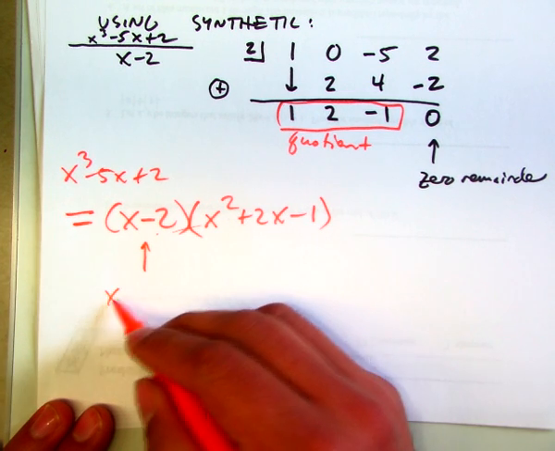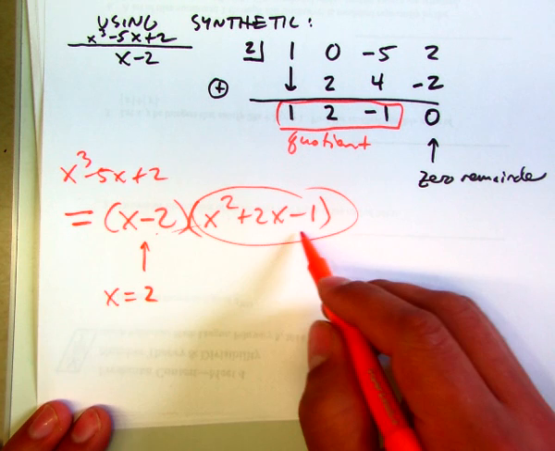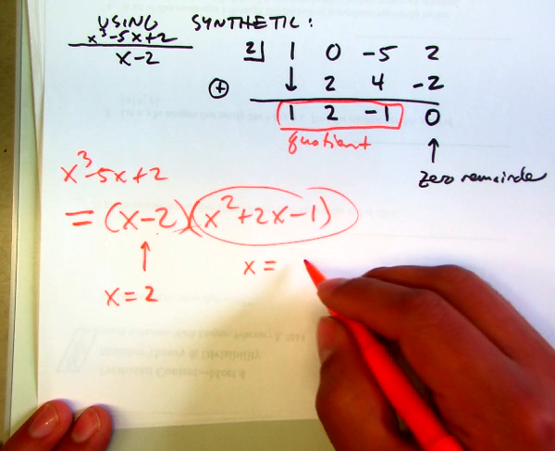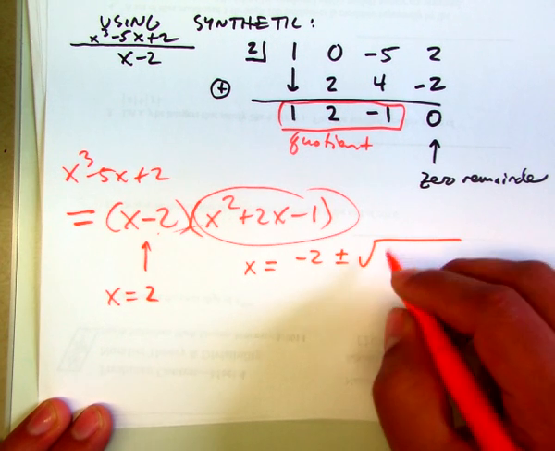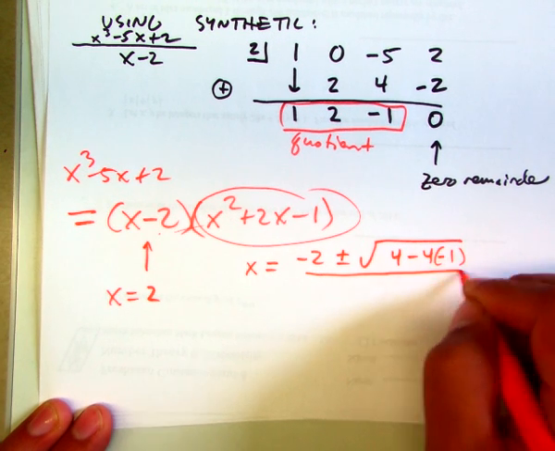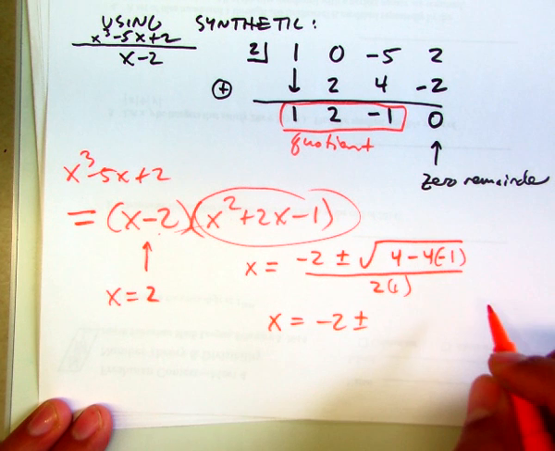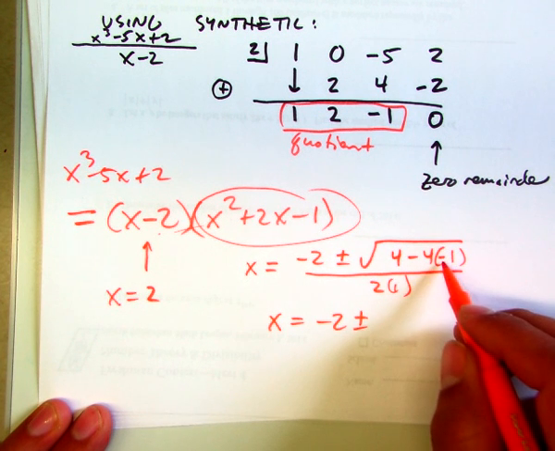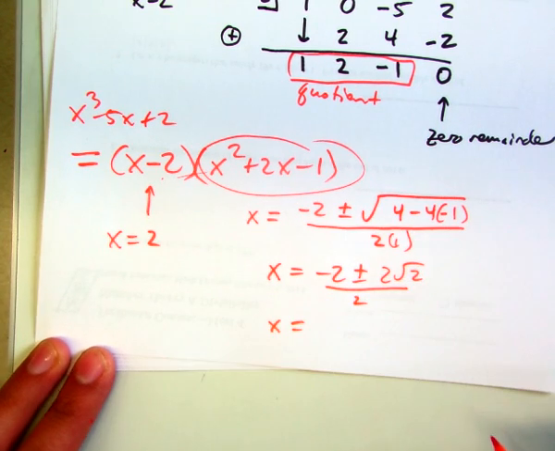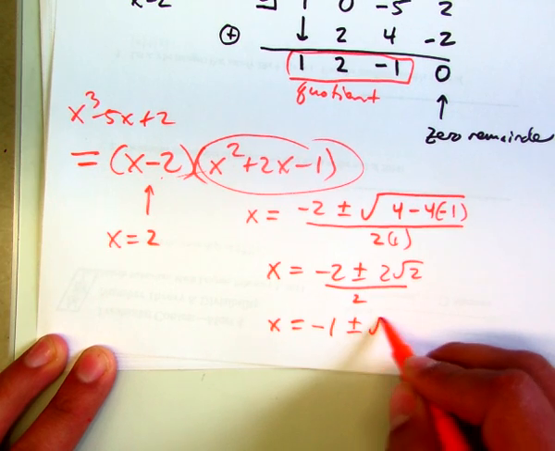We already know what answer this is, right? X equals 2. What do I do here? You do quadratic formula. I mean, if it factors, but it doesn't. So you do quadratic formula. You got x equals negative 2 plus or minus the square root of b squared, so 4 minus 4 times a times c, all over 2 times a. So we get negative 2 plus or minus, this is going to be 8, right? So 2 root 2. Well, that's pretty easy. This is just what? Negative 1 plus or minus root 2.